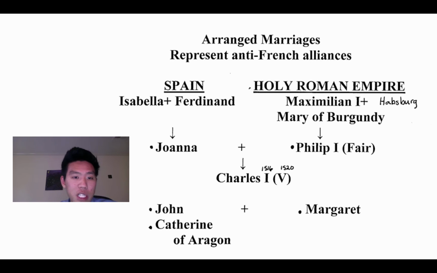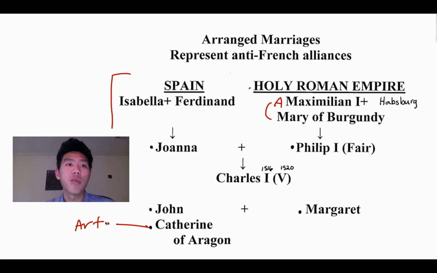So you have Maximilian the First. He's from Austria. Okay, I'll put a little A here. He's from Austria. And then he marries Mary of Burgundy, right? So that's east of France, right there. And then you have, obviously, Spain. We just talked about that. And then Catherine, she marries Arthur. Call him Art.